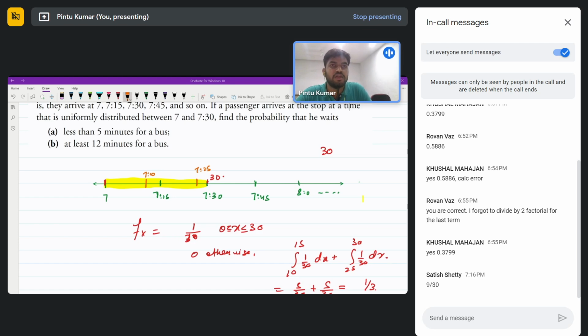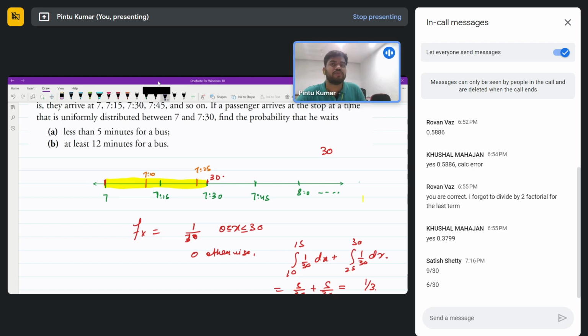Okay, so this I'll verify. I haven't solved it. We'll try solving. So others can also try. Then I'll start solving. I'll wait for 1 minute. Okay, 6 by 30, 9 by 30. Okay.